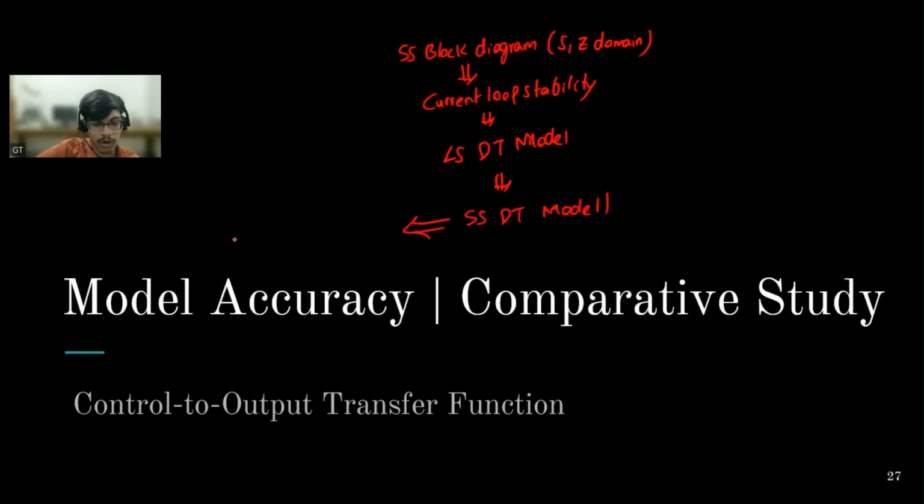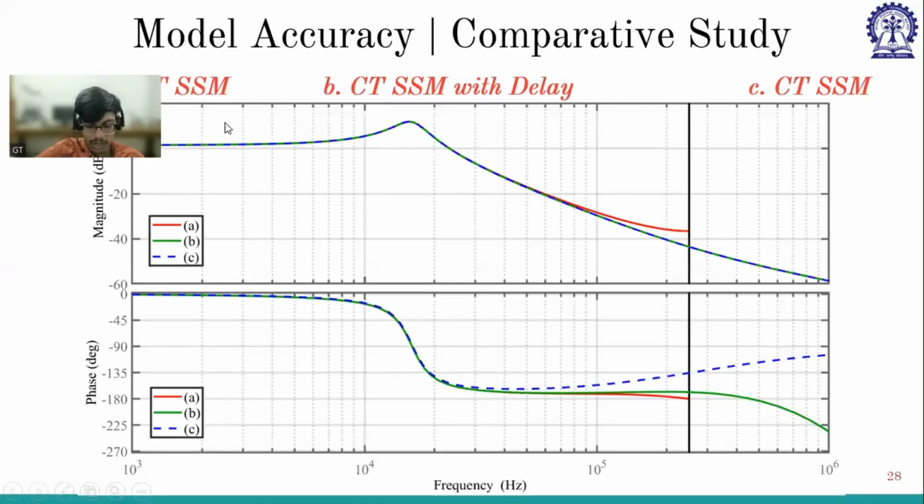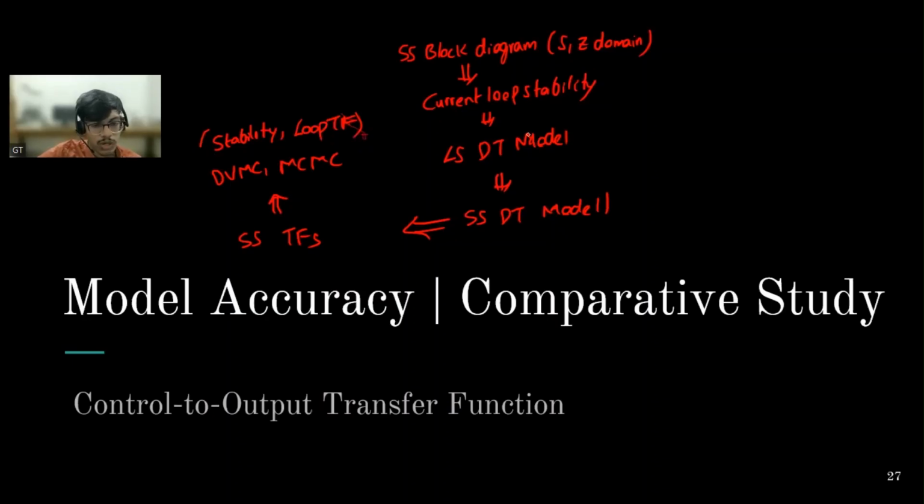From the small signal model, we got small signal transfer functions. From these transfer functions, we have done digital voltage mode control as well as mixed signal current mode control, and we got the stability as well as the loop transfer function. So all these things, whatever stability we got, we did in what domain? We did it in Z domain.